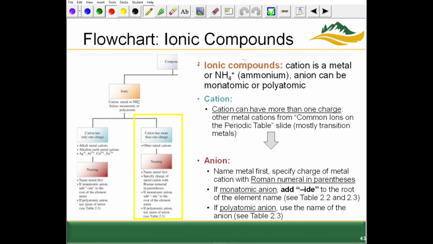Now let's say we have an ionic compound again, but this time the cation can have more than one type of charge. Well, we know how to identify those on the periodic table, and we know that those are going to need those Roman numerals. So as part of the stock system, we will indicate the charge with a Roman numeral in parentheses. Then again, if the anion is monatomic, we change the ending to read IDE. If the anion is a polyatomic anion, we do the same thing here, that we just use the name of the polyatomic anion as is.